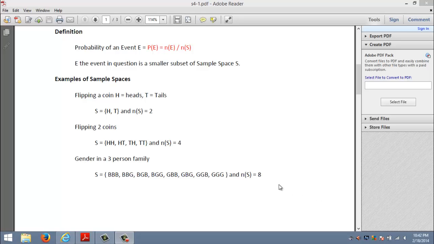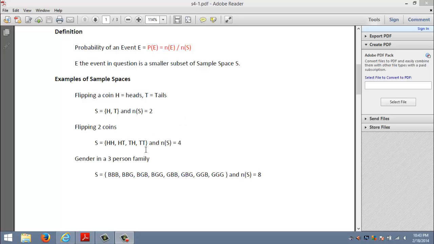So, for example, looking here, I'm flipping a coin. The coin has just two possibilities if you flip one coin. It's a head or a tails. We also have N of S, and that's just how many items are in the sample space.